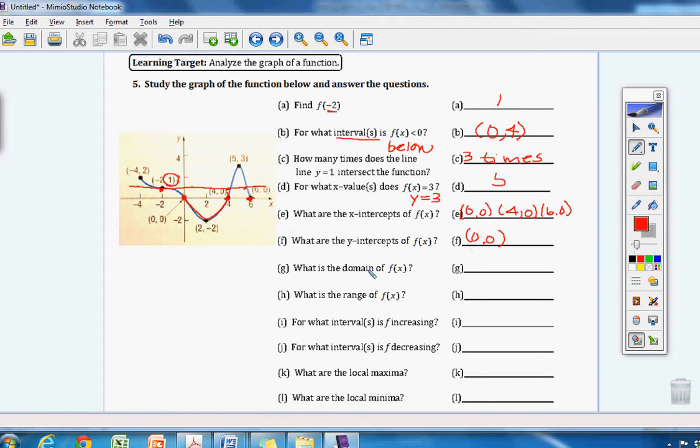All right, domain is reading from left to right. Where does my function start? So right over here, and then it goes left to right, stops right here. But I'm only going to be writing down my x values. So from negative 4 to 6. But there are actual points there. It is exact, so we use our brackets. What's the range? Okay, for the range, I'm going to figure out the lowest point. Look at my y values. I start at negative 2, and I go until positive 3. And again, there are actual points, so I'm using brackets.